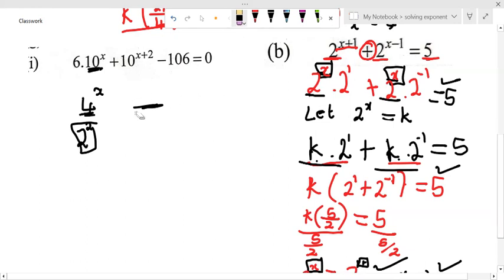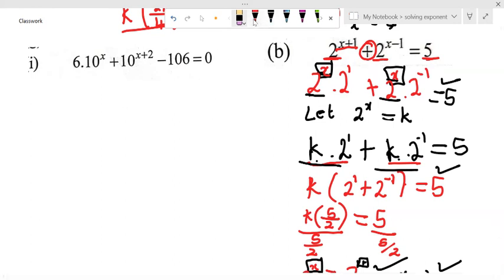I repeat again. Now, if we use the principle that we are not going to change it, then it means we are simply going to say that we have 6 multiplied by 10 to the power of x plus 10 to the power of x multiplied by 10 to the power of 2 minus 106, which is going to be equal to 0.